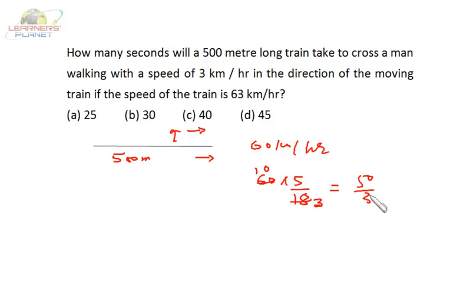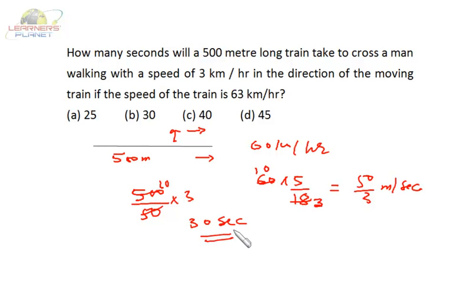So it's 50 by 3 meters per second. Now the length of the train is 500 meters and this is the speed. So we can calculate the time. So it's 500 by 50 by 3, so it is 30 seconds. Okay, I hope you are clear.